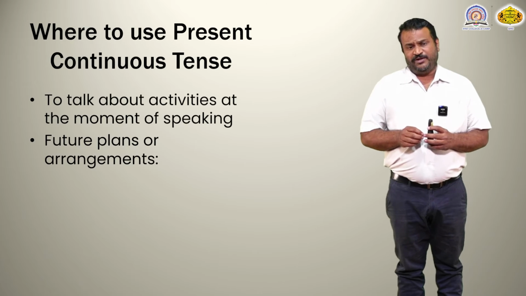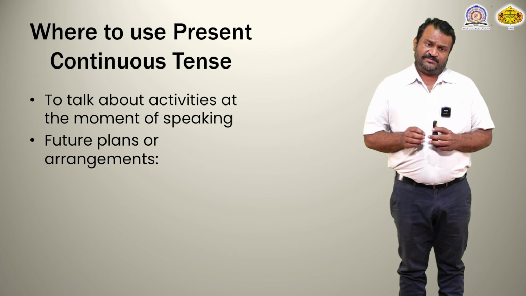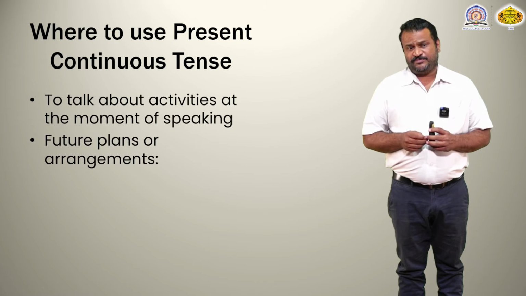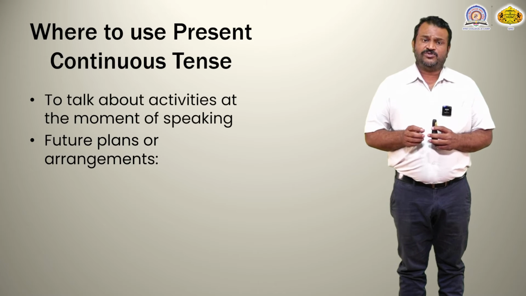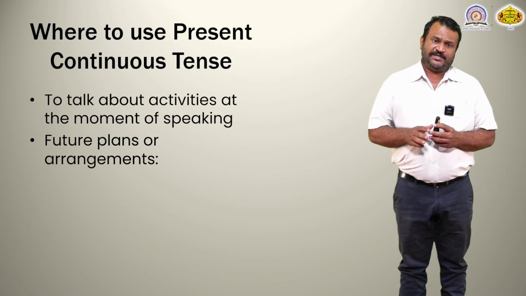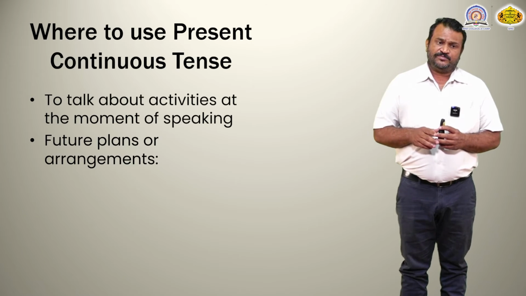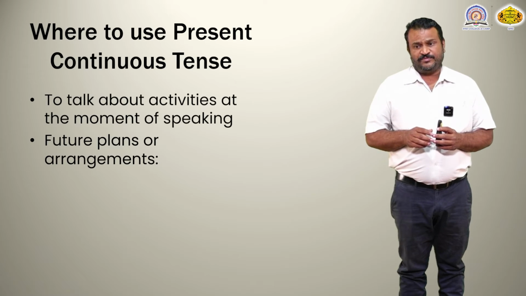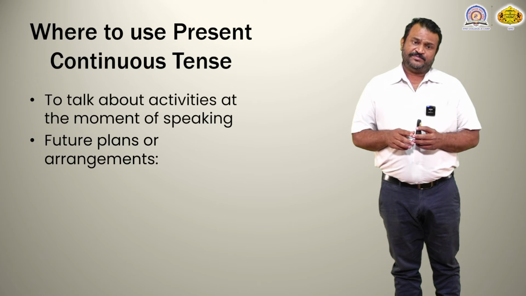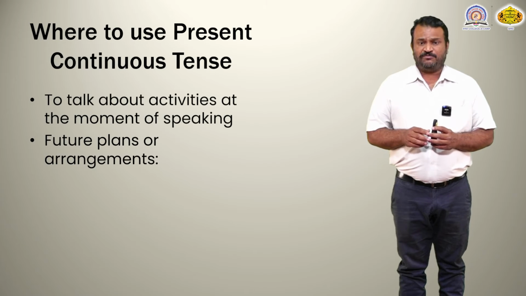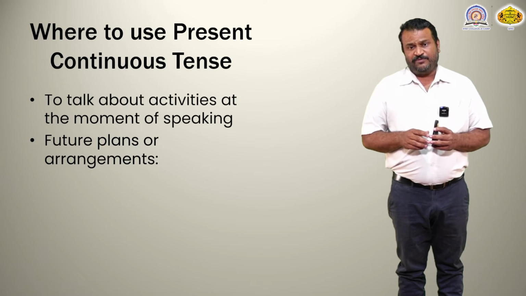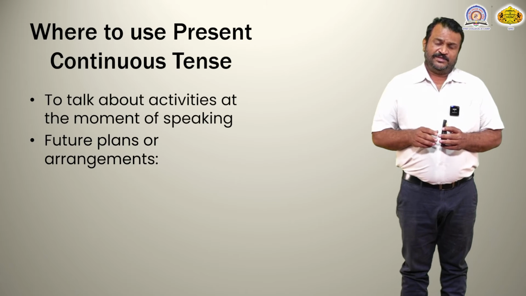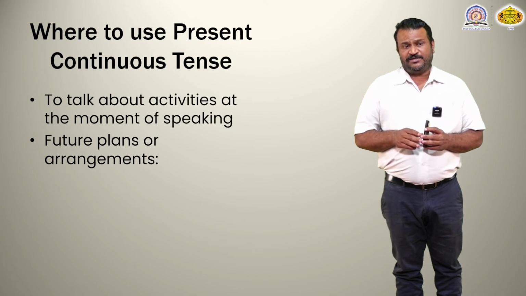Or wherever you are standing, the activities that are going on around you should also be expressed in present continuous tense. My friends are attending the lecture. People are quarreling. Students are running after the bus. My friends are waiting at the bus stop. So these are the activities that are expressed.